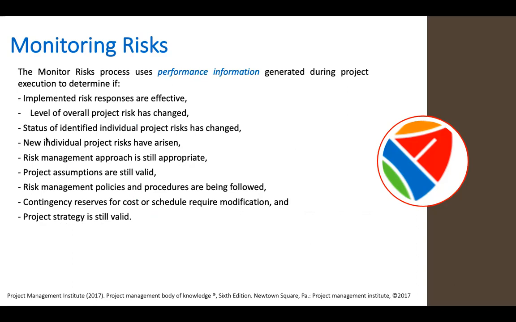The monitoring risk process uses performance information generated and reported during project execution to determine if implemented risk responses are effective, if the level of overall project risk has changed, if the status of identified individual project risks has changed, if new individual project risks have arisen, if the project management approach is still appropriate, if project assumptions are still valid, if risk management policies and procedures are being followed, if contingency reserve for cost and schedule requires modification, and if the project strategy is still valid.